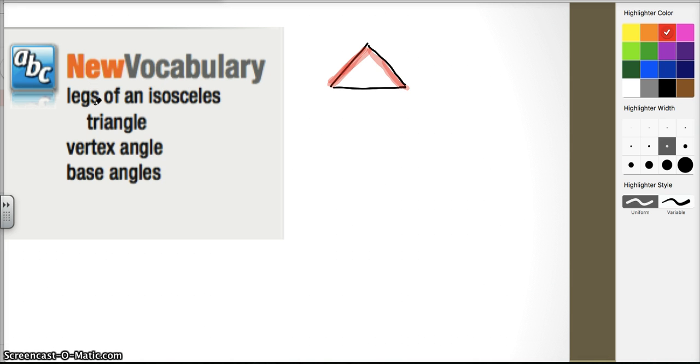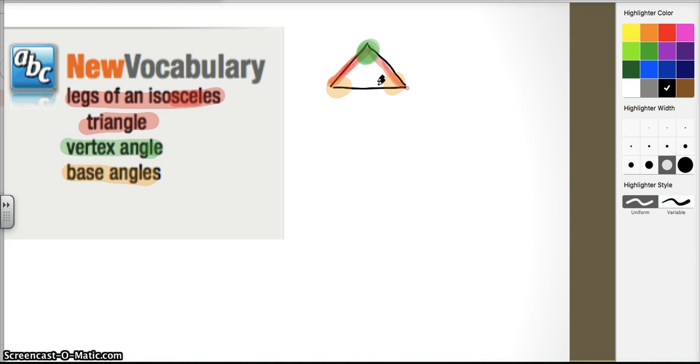When we talk about the legs of an isosceles triangle, we are speaking specifically about those parts that I just highlighted, the two parts that are congruent. The vertex of an isosceles triangle is this uppermost angle. So it's the angle created by the legs of the isosceles triangle. And finally, we've got base angles. That would be these two lower angles in the base.